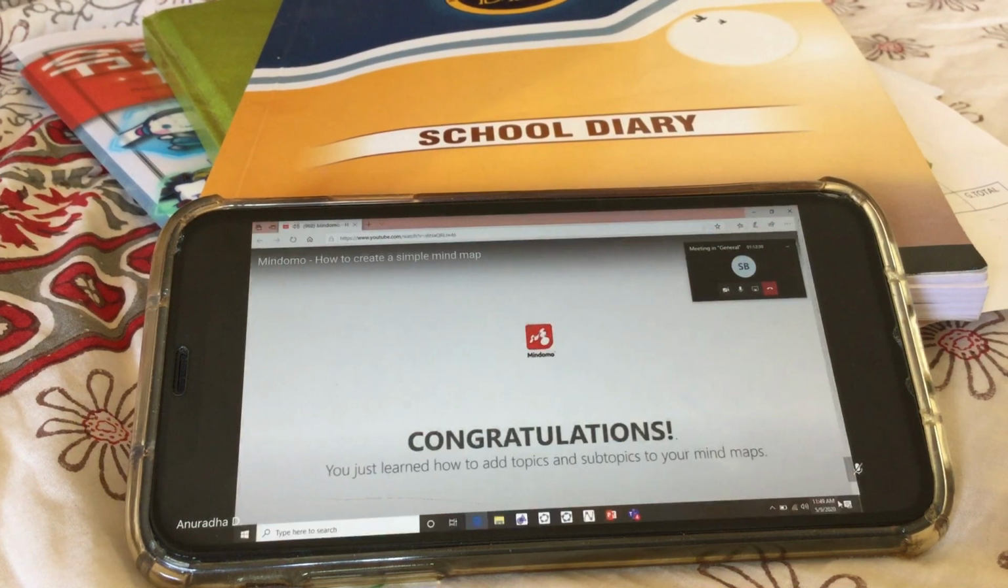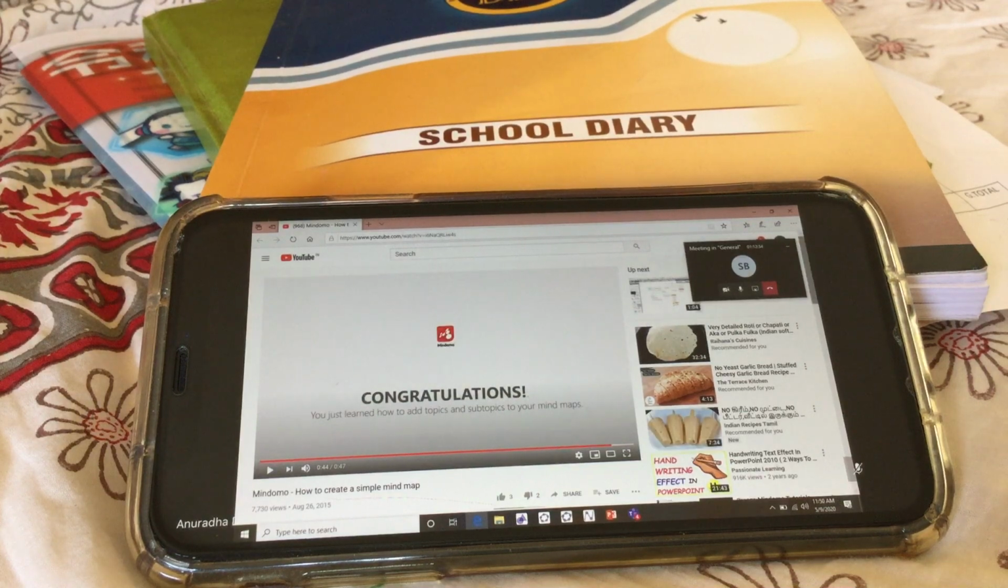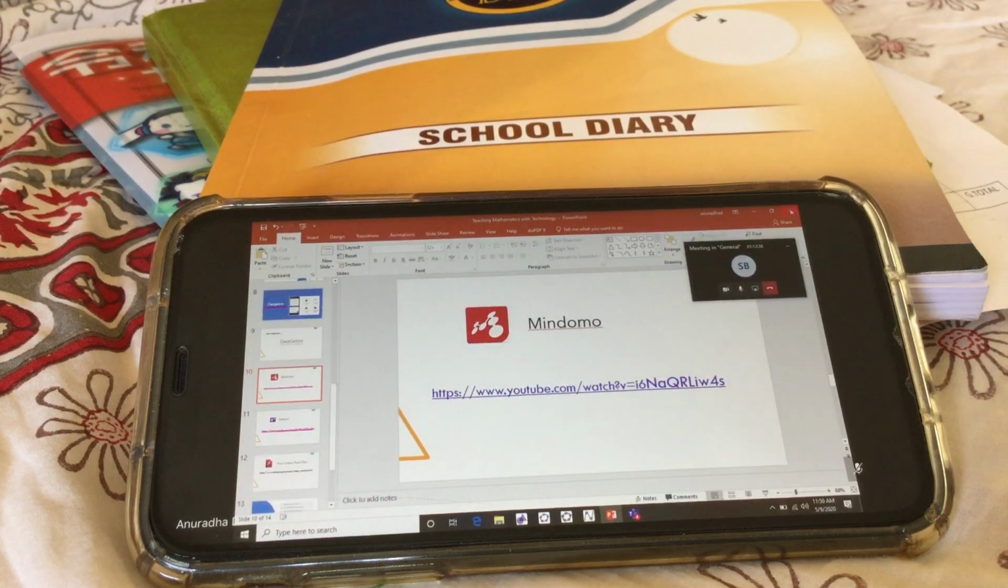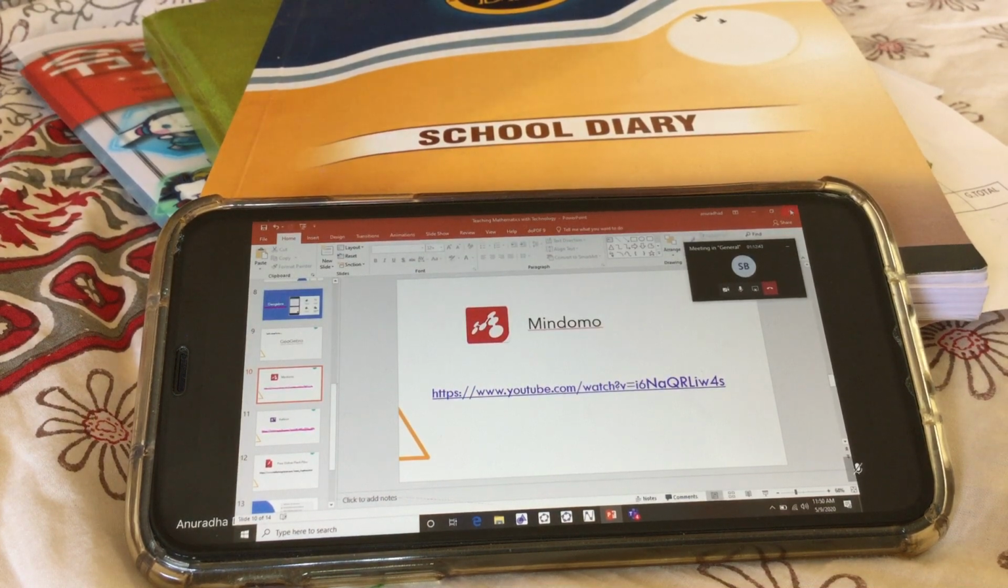Yes. So as you can see, it is so simple. As you click it, you get a box where you will be typing the main theme. And as you click on the add button, you can keep adding any number of boxes, and all those boxes will be branching from your main theme. Whatever you want to fill inside the box, you can fill in.